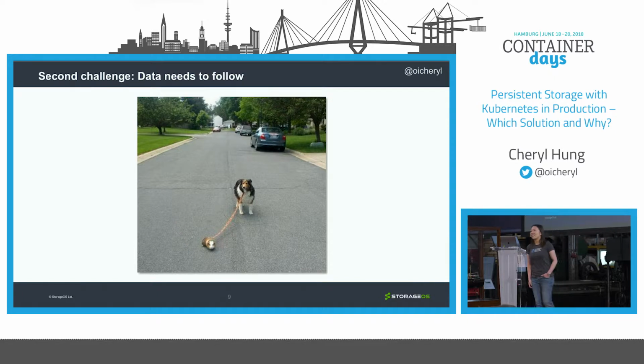Second challenge, data needs to follow. So hopefully your containers are small and lightweight, and you expect to be able to run them and have Kubernetes spin them up and down anywhere. Your data needs to follow the containers, no matter where it goes. You want to avoid having to map specific containers to specific hosts because of the storage, because then you lose the portability and the mobility of the containers.